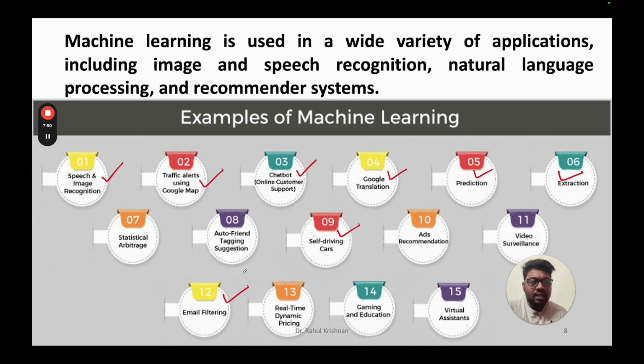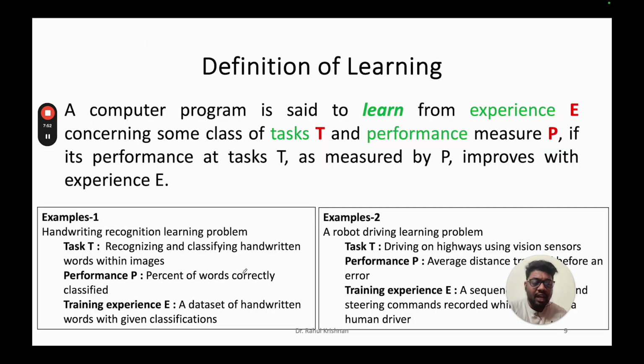So these are the major applications, and this definition is given in the textbook: a computer program is said to learn from experience, denoted by the letter E, with respect to some task T. We are considering some task, and from this task it is learning, and that is called the experience. And while doing this task, the performance measure is indicated by P.